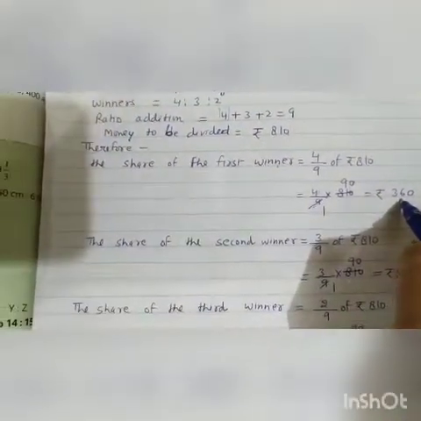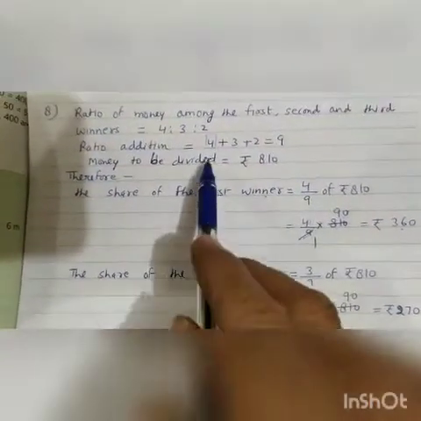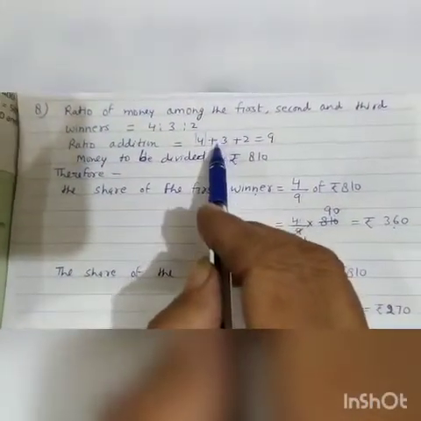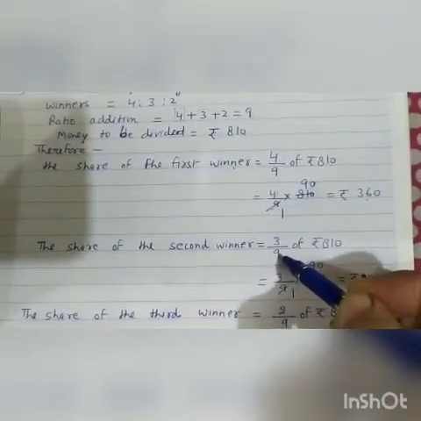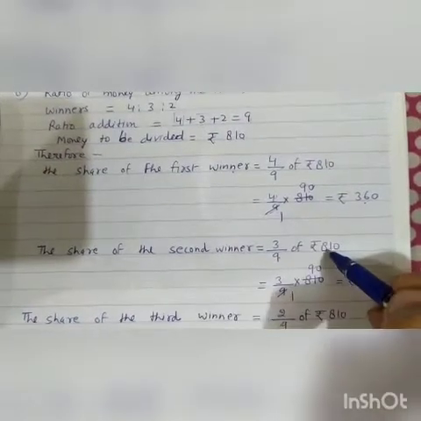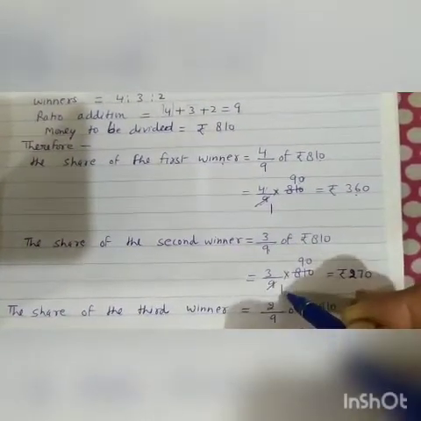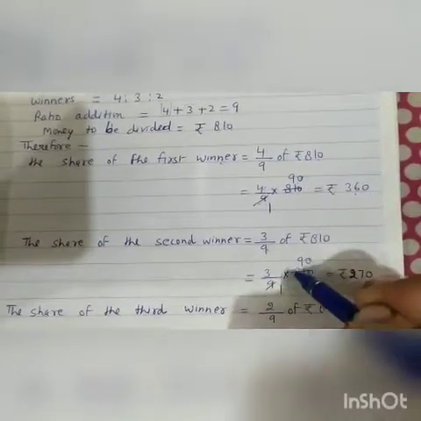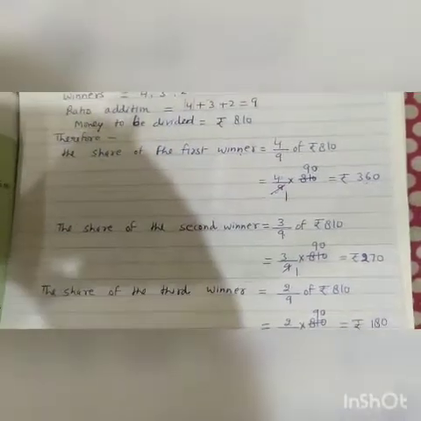In the same way, we will find share of the second winner. What is the share ratio of second winner? It is 3 out of this 9. So 3 upon 9 of 810. 3 upon 9 multiply 810. 9 1s are 9, 9 9s are 81, 0. Then 3 times 90 is rupees 270.